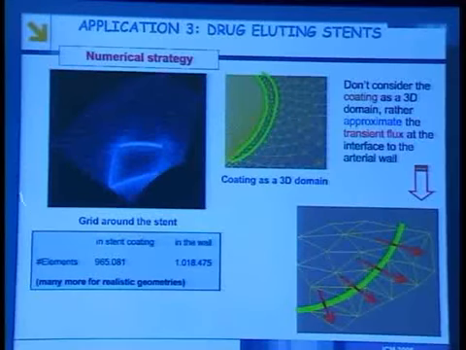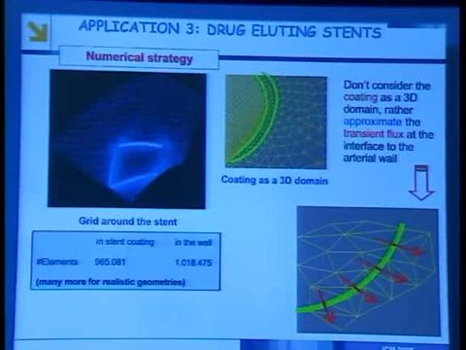This is the numerical treatment. This is just a piece of a stent. This is the geometry around it, the grid around. And only for this very simple piece of stent, you need almost 1 million elements in the stent coating and 1 million elements in the wall. And that's too much because you have very many components of this in a single stent. So we have to resort to a simplified process or simplified model. And actually, the coating is not considered as a three-dimensional body, but just as a place where you have to adjust the flux condition. So we have a model for the transient flux, and we avoid solving the problem in the coating.